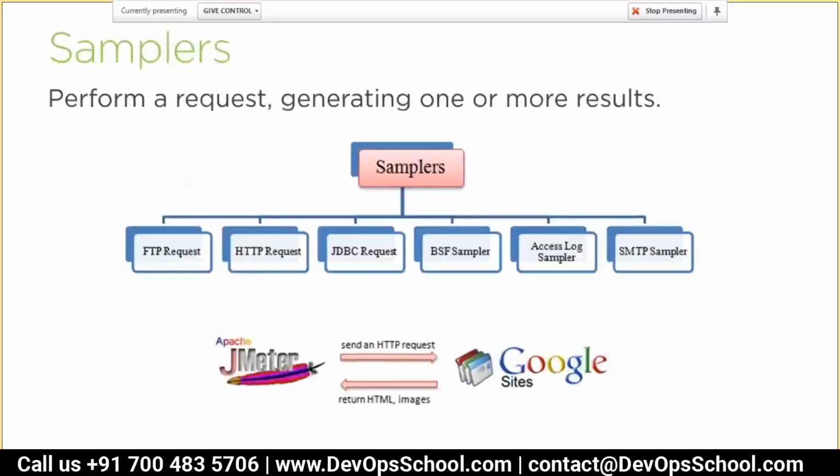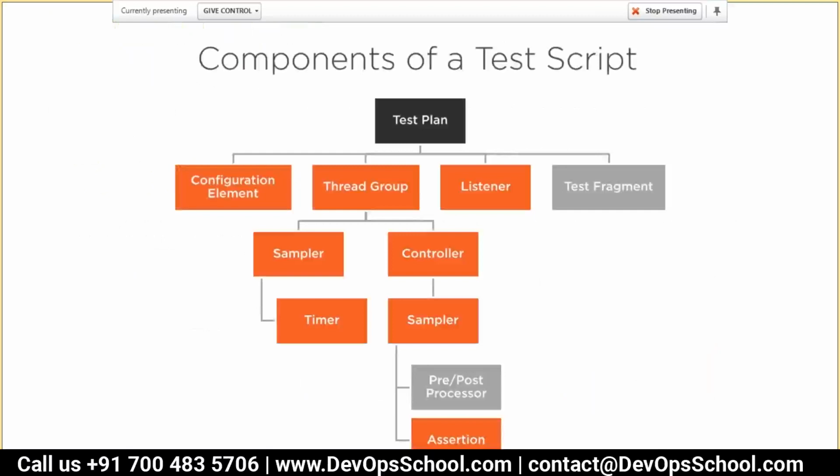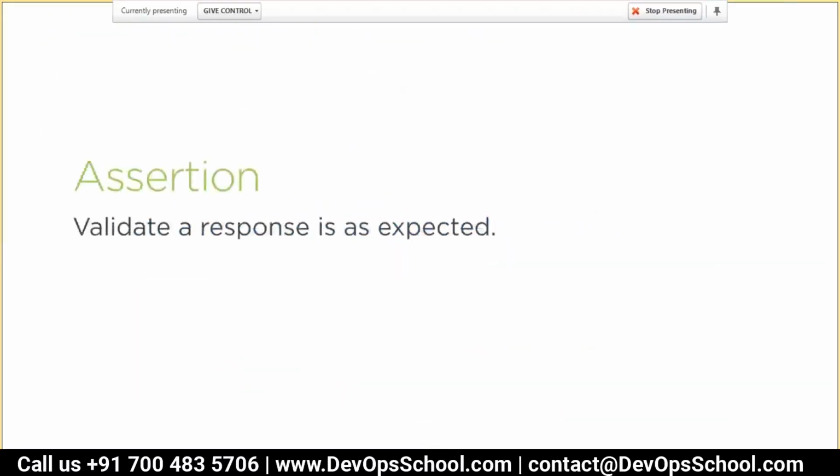Now if you look at this, you control it as per the image. Again, I'm showing you the same image again and again. See here, the assertion is controlled by the sampler. Why? Because the sampler sends the request, so the response will also be handled by the sampler itself. So here you have the assertion. Ultimately, the assertion is to validate that a response is as expected.